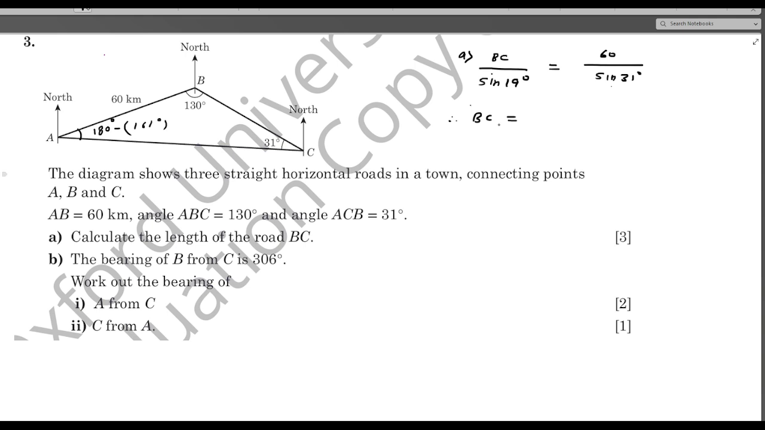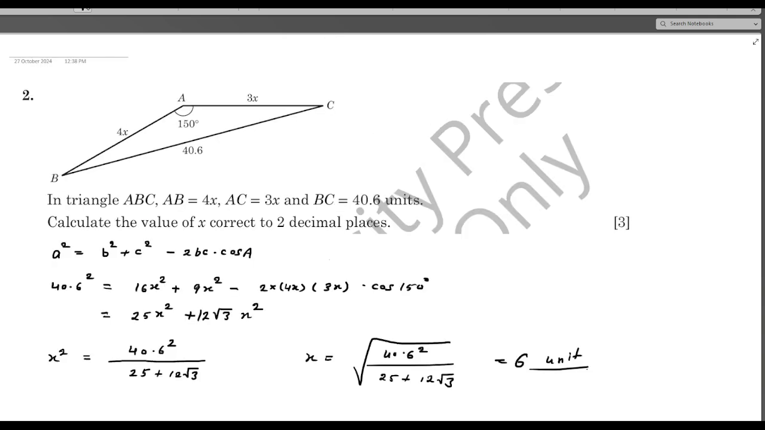31, times sine 19 degrees. So here the result is 37.92. Now calculate the length of BC, 37.9. I will write the length in three significant figures. So in three significant figures it is 37.9 kilometers.